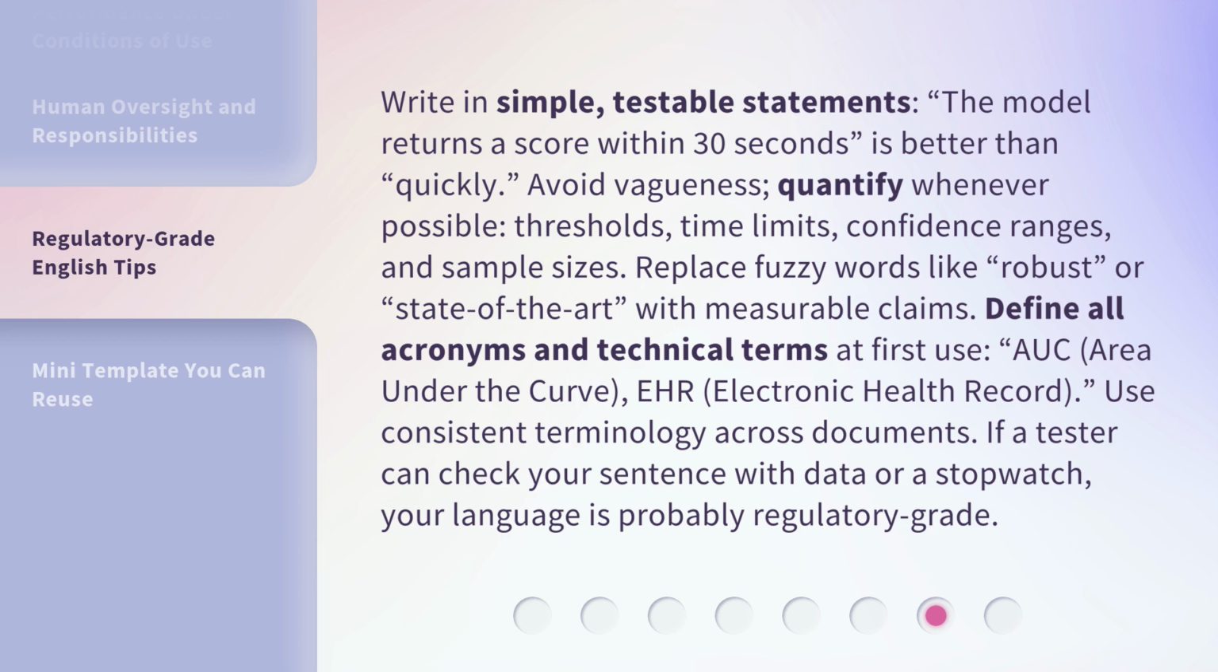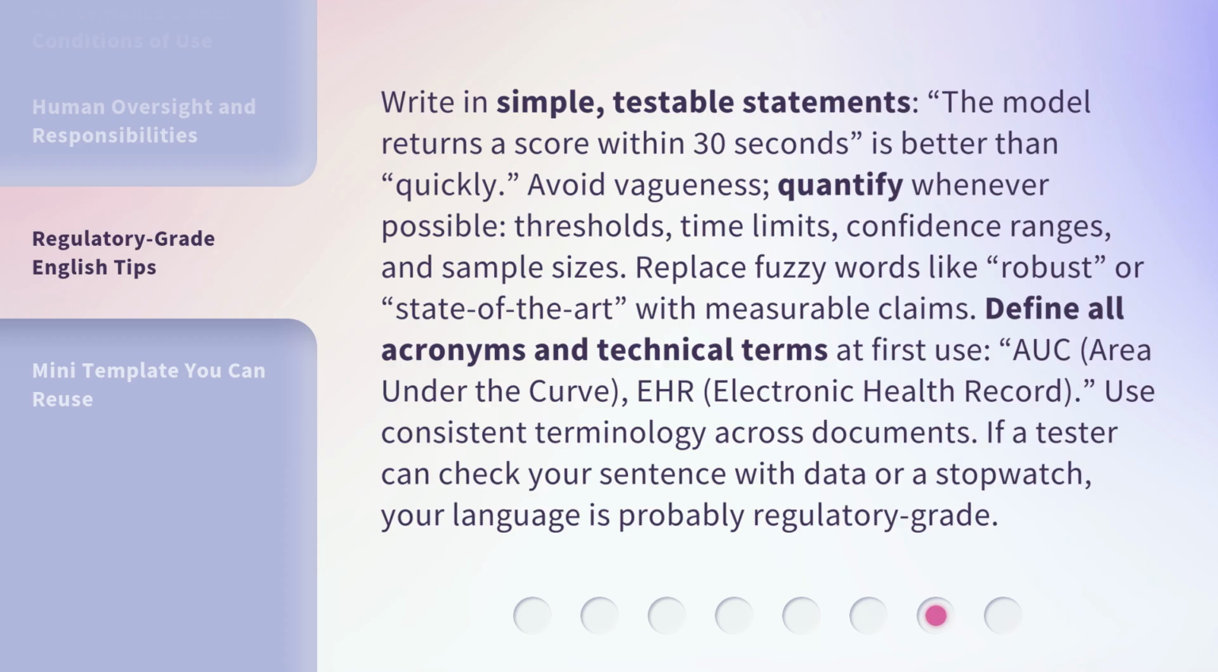Write in simple, testable statements. "The model returns a score within 30 seconds" is better than "quickly." Avoid vagueness. Quantify whenever possible. Thresholds, time limits, confidence ranges, and sample sizes. Replace fuzzy words like robust or state-of-the-art with measurable claims.